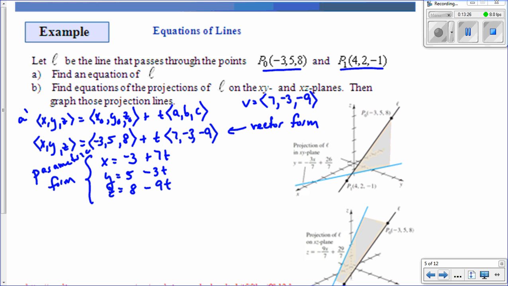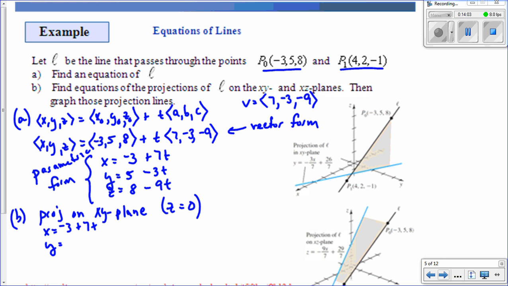Okay, so now let's find equations of the projections. The projection onto the xy plane means that the z component is 0. Everything in the xy plane has a z coordinate of 0. So just let z equal 0, and we know then that x is -3 plus 7t, y is 5 minus 3t, and we need to eliminate our t.